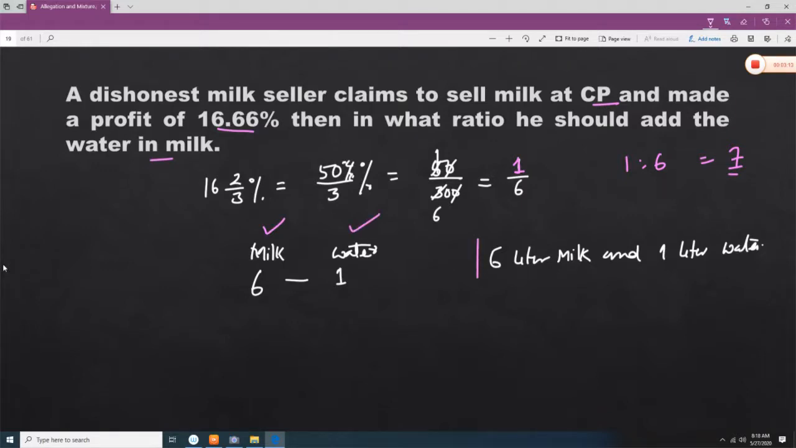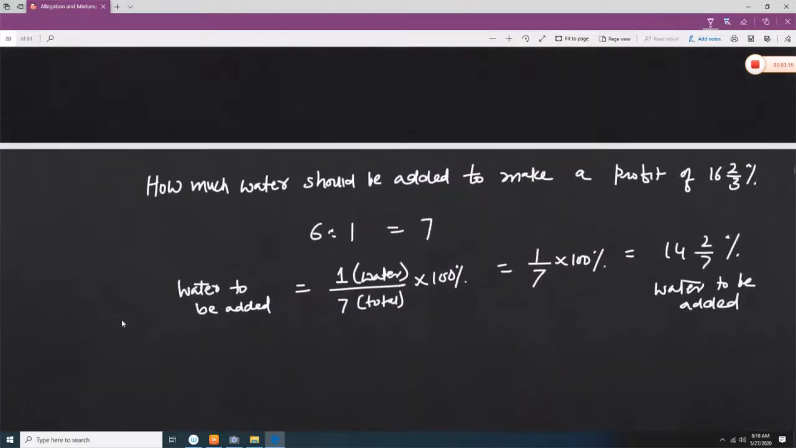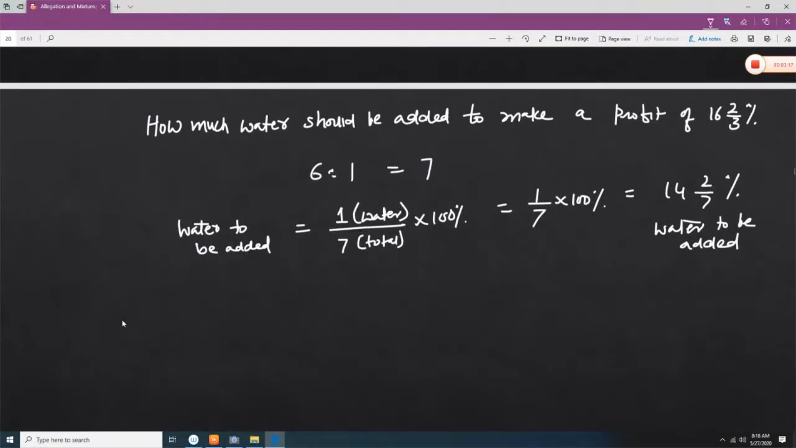This is the answer. But in the exam, if they ask how much water should be added to make a profit of 16.66%, then the total part is 7. Out of 7, part 1 is the water and part 6 is the milk. So in 7 parts, 1 part is water, then how much is the 100? So it is 1 over 7 into 100, that is 14 2/7% water needs to be added.